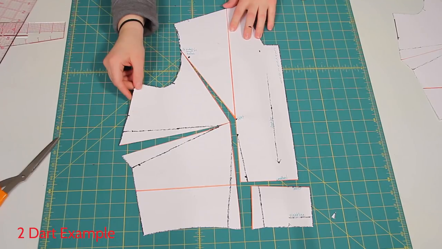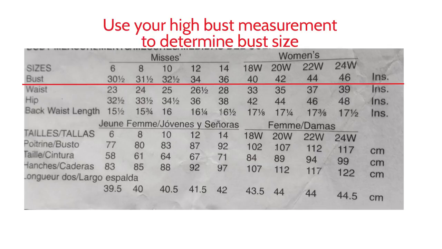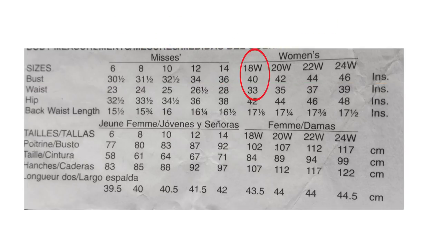Now you are all prepped to do either a full bust adjustment or a small bust adjustment. When you look at your pattern, you see there is a bust measurement, but you want to use your high bust so that everything fits in the shoulders, not your full bust. So remember, I'm going to use the size 18. The bust measurement is 40 inches. But what if my high bust measurement is 42 inches? Then now I'm in a higher size and I need to do a full bust adjustment.